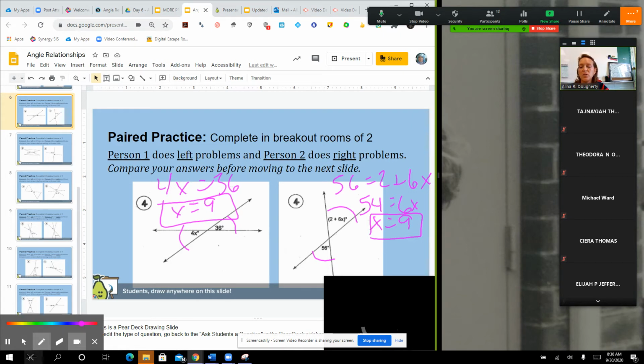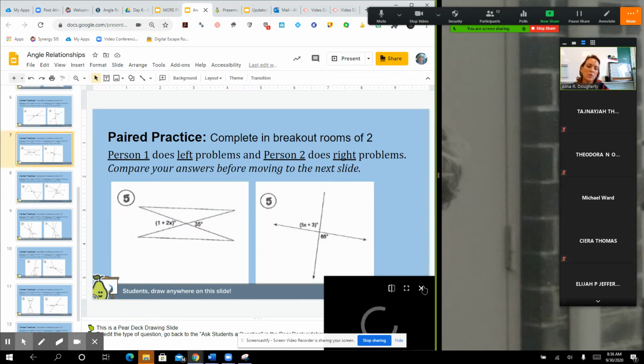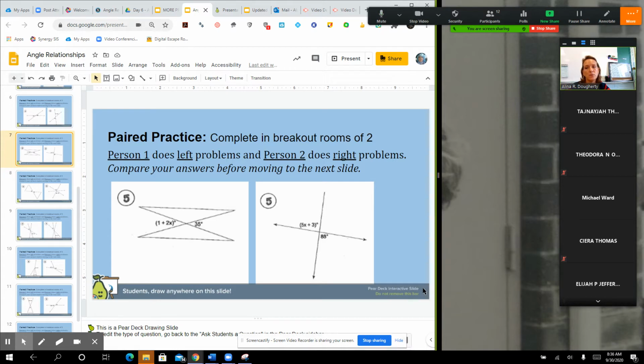Should we go to question 7 and look at it together? So what do we think about this? How do we set these equations up? Are they equal to each other or equal to 180? If it kind of makes a bow tie like that, they're vertical. They're on opposite sides of the intersection, so they're going to be congruent. So you want to set those angles equal to each other.